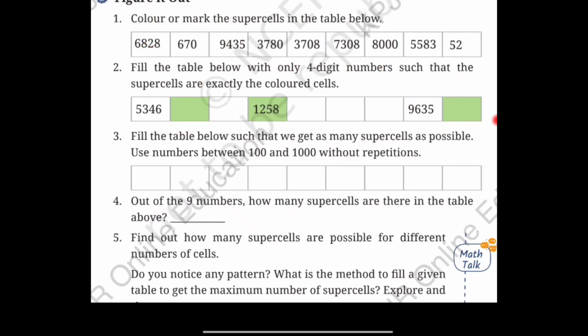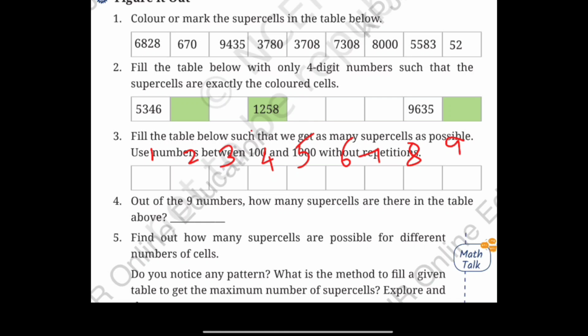Fill in the table below such that we get as many supercells as possible. Use numbers between 100 and 1000 without repetition. So they are asking you to use a number between 100 and 1000, and you should not repeat the numbers. First one, 2, 3, 4, 5, 6, 7, 8, 9, totally 9 cells. Before filling that, let's see how many supercells are possible.